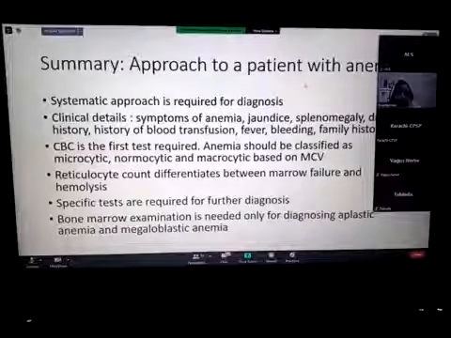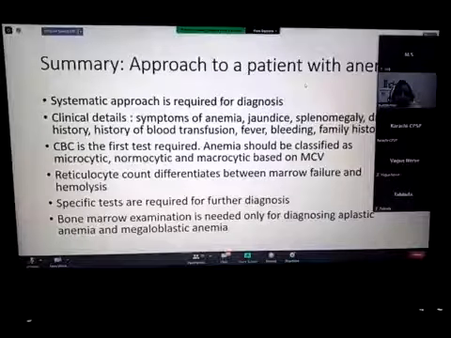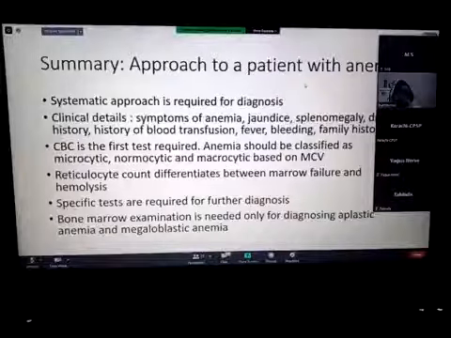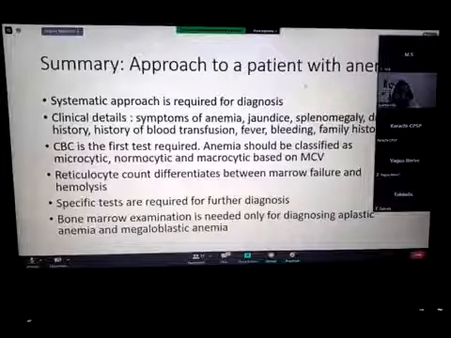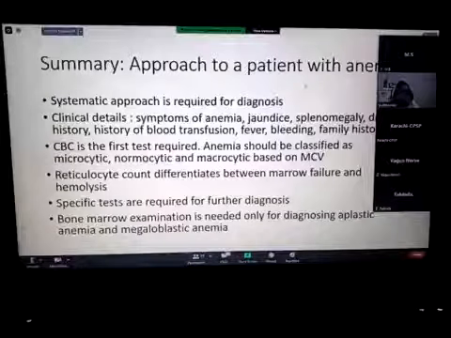The first test you do is CBC, and you look at MCV to classify the anemia into the three various types. The second test which you do is reticulocyte count, that differentiates whether the patient is having marrow failure or hemolysis. Then you need further specific tests to diagnose anemia.